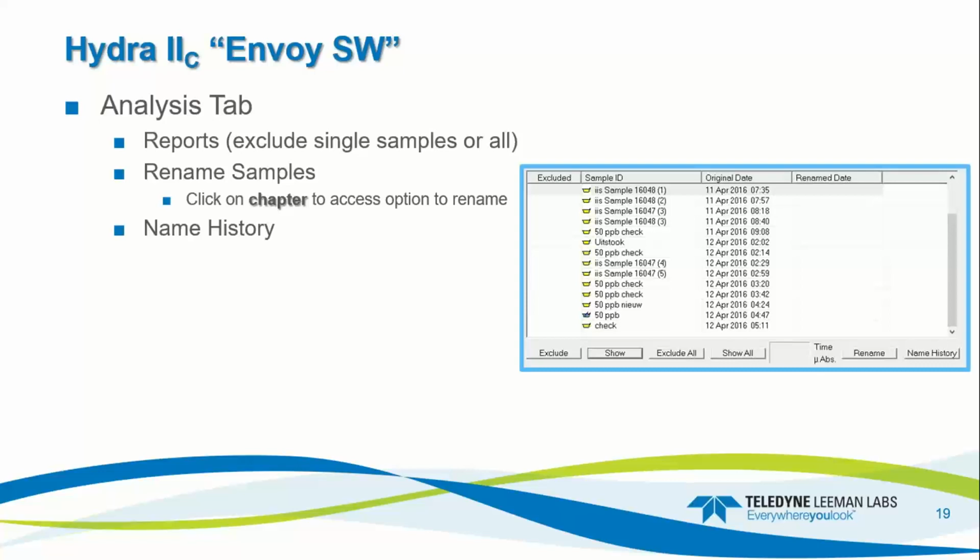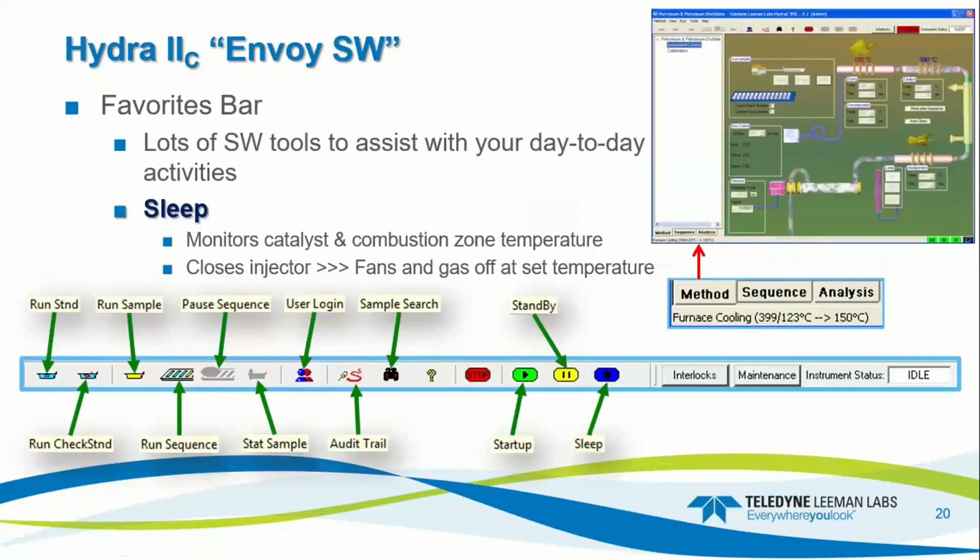On the analysis tab also, if you click on rename, so reports, you can exclude single samples or exclude all. You can rename sample or samples. Click on the chapter to access this, to rename it, and then you also have a name history. So you click on the chapter, you go to rename, and you can rename the sample.